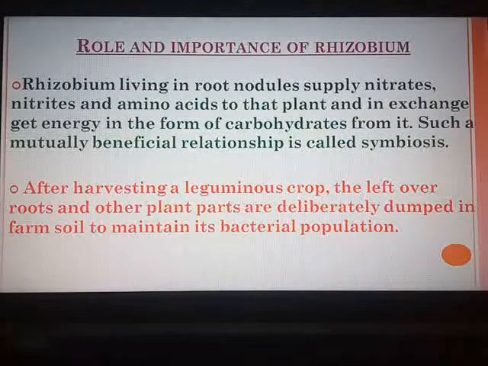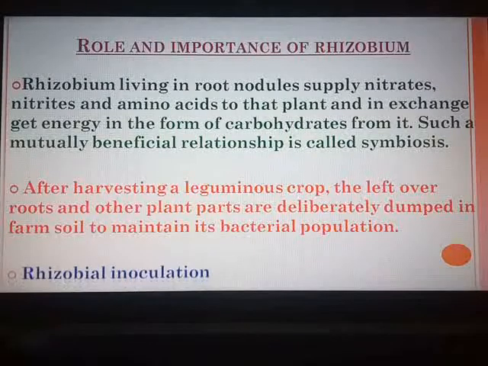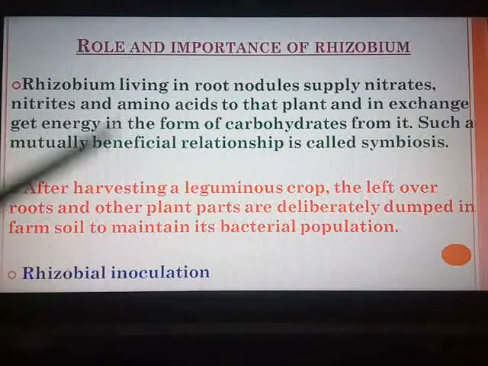Now the next small topic is rhizobial inoculation. What do you mean by rhizobial inoculation? Nowadays, seeds which you get in the market are coated with rhizobial solution or powder before sowing. After sowing, the rhizobia enter the plantlets, and this is called rhizobial inoculation.